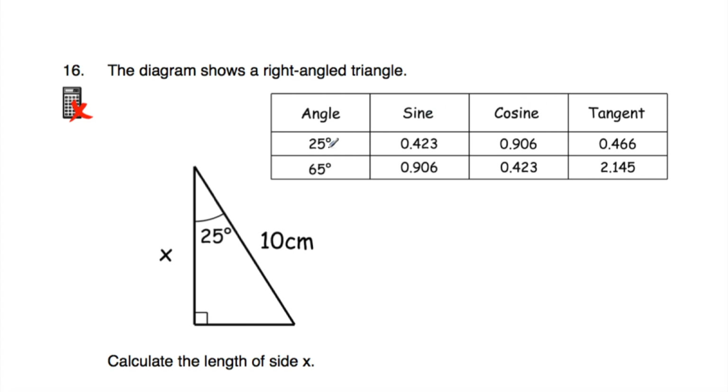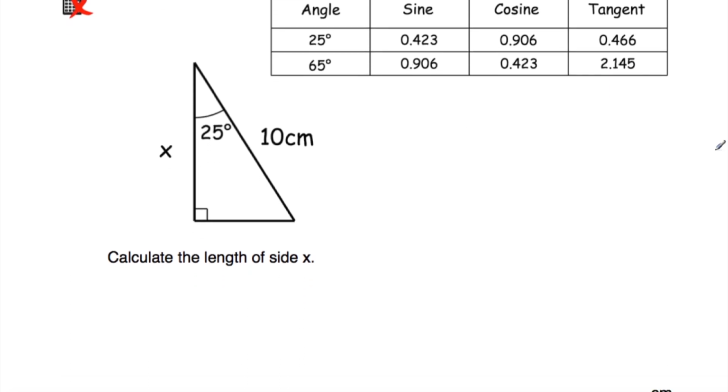So the sine of 25 degrees would be 0.423 to 3 decimal places. The cos of 25 degrees would be 0.906. And the tan of 25 degrees would be 0.466, and they're all 3 decimal places. And likewise, the sine of 65, the cos of 65, and the tan of 65 are all shown here below on this bottom row. And we've been asked to work out the length of the side x.